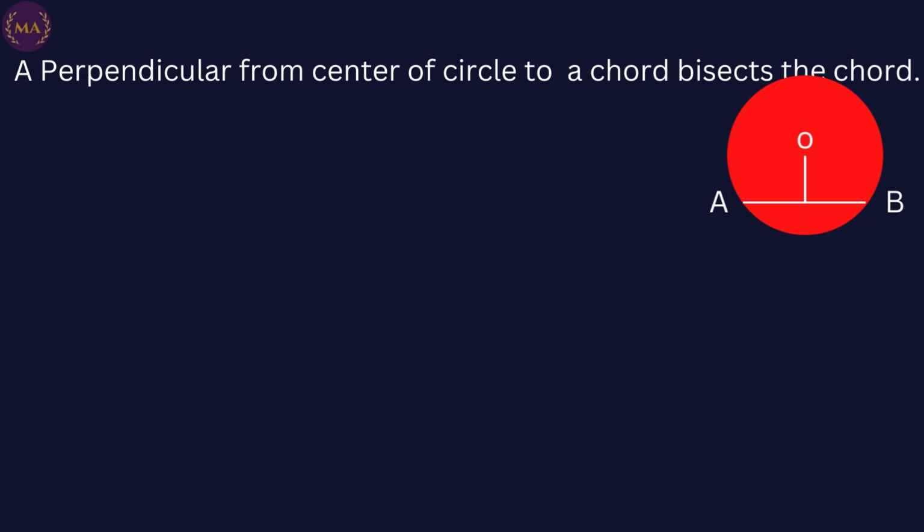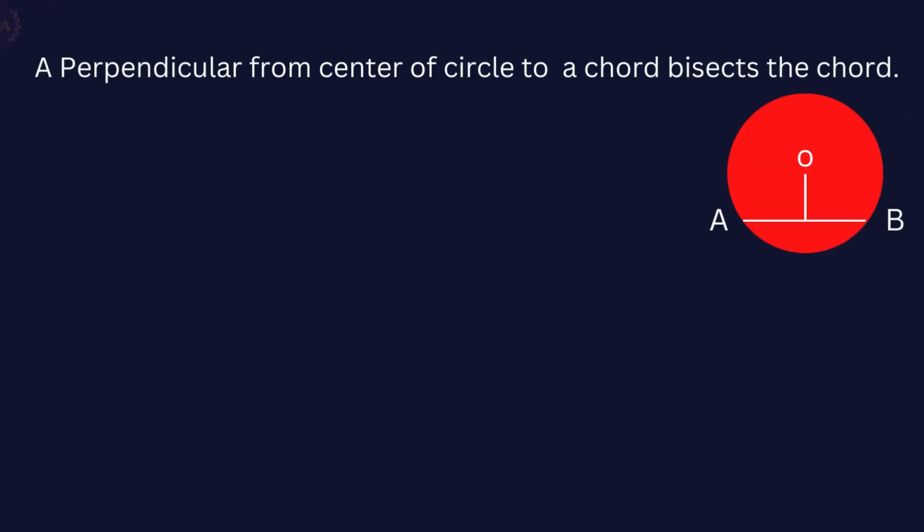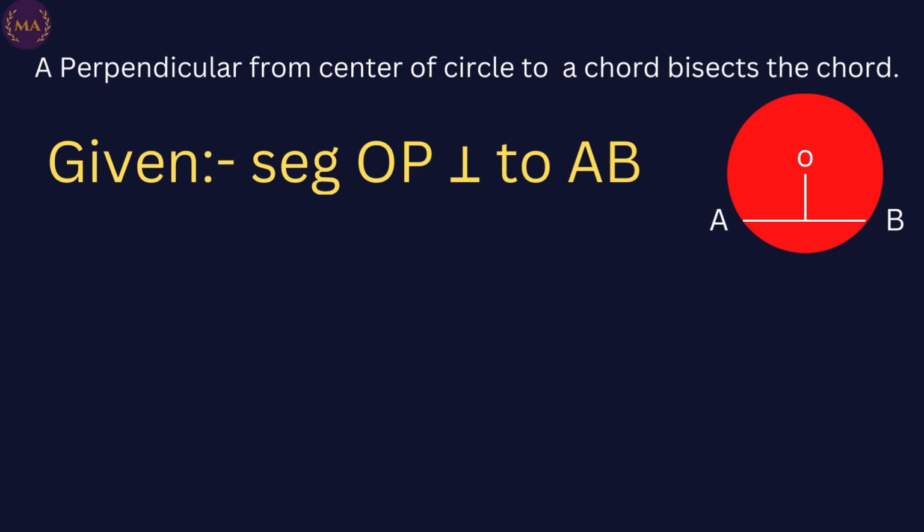Okay, so now let's see what is given. Can anyone tell me what is given in this? Yes. What is given? That we have a perpendicular from the chord to the center of the circle. So we need to do the namings. You can see on the board that I have drawn a circle with center O. I have taken the chord and given it the names A and B. So I will write it as segment OP is perpendicular to AB. Segment OP will be perpendicular to AB. AB is my chord, OP is my perpendicular.